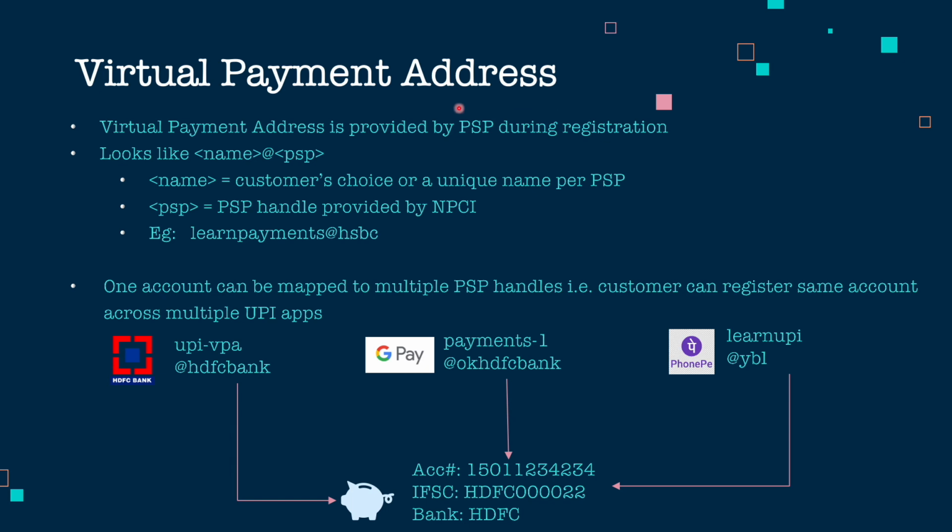Let's say I am a customer and I have an account with HDFC, and I am registering my UPI with the HDFC bank app itself. So my UPI would look something like this, because HDFC mobile payment app will have a handle of HDFC bank, and I would have a customer name of, let's say, UPI VPA. And I'm taking the same account and then registering with Google Pay. Then Google Pay would give me a handle of, let's say, payments1, or I put it as payments-1, and then I register it as OK HDFC Bank.